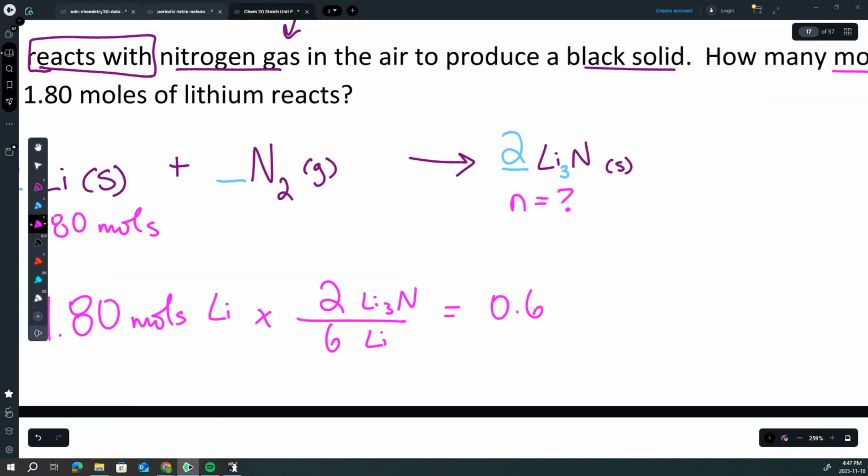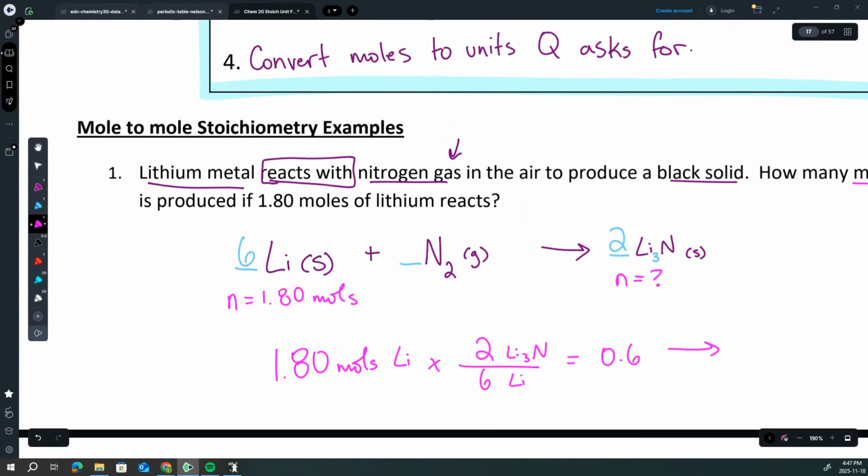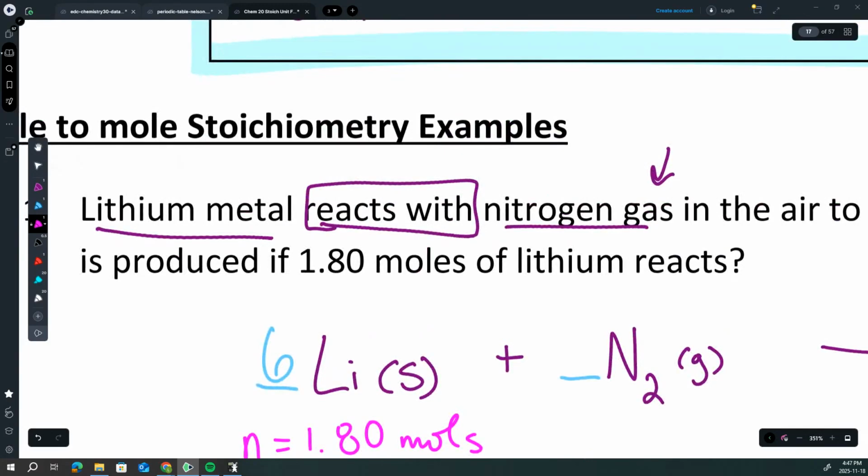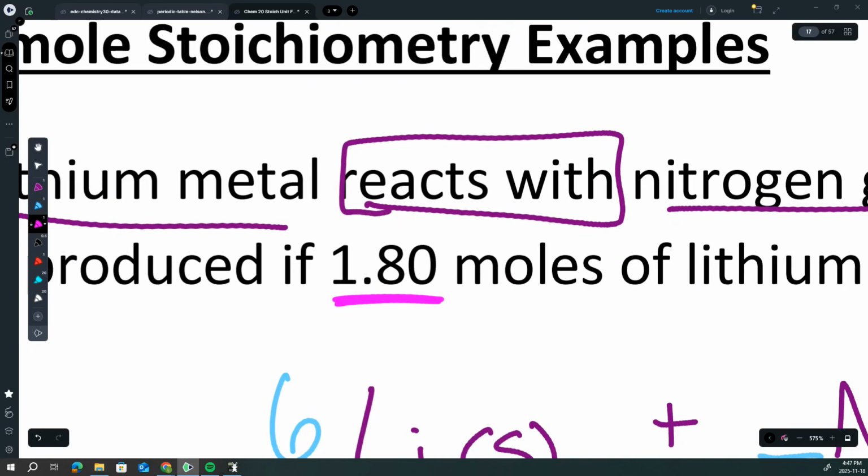Now, remember that anytime you do a calculation, you need to write your final answer in the correct amount of significant digits. Okay, so let's look at the question. And the only number they gave us was this. Okay, this number has 3 significant digits because 1 counts as a significant digit, 8 counts as a significant digit, and this 0, since it is a trailing 0, does count as a significant digit.